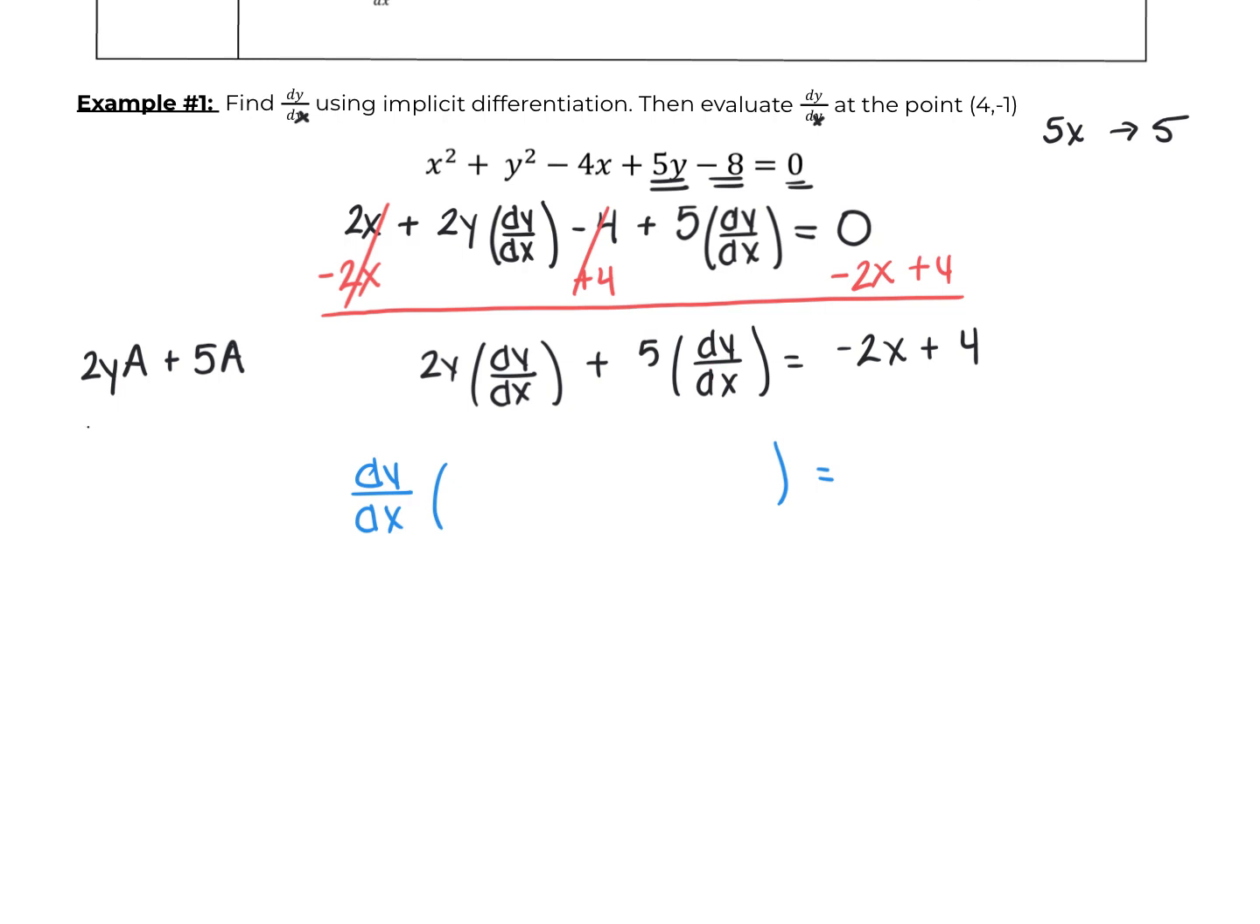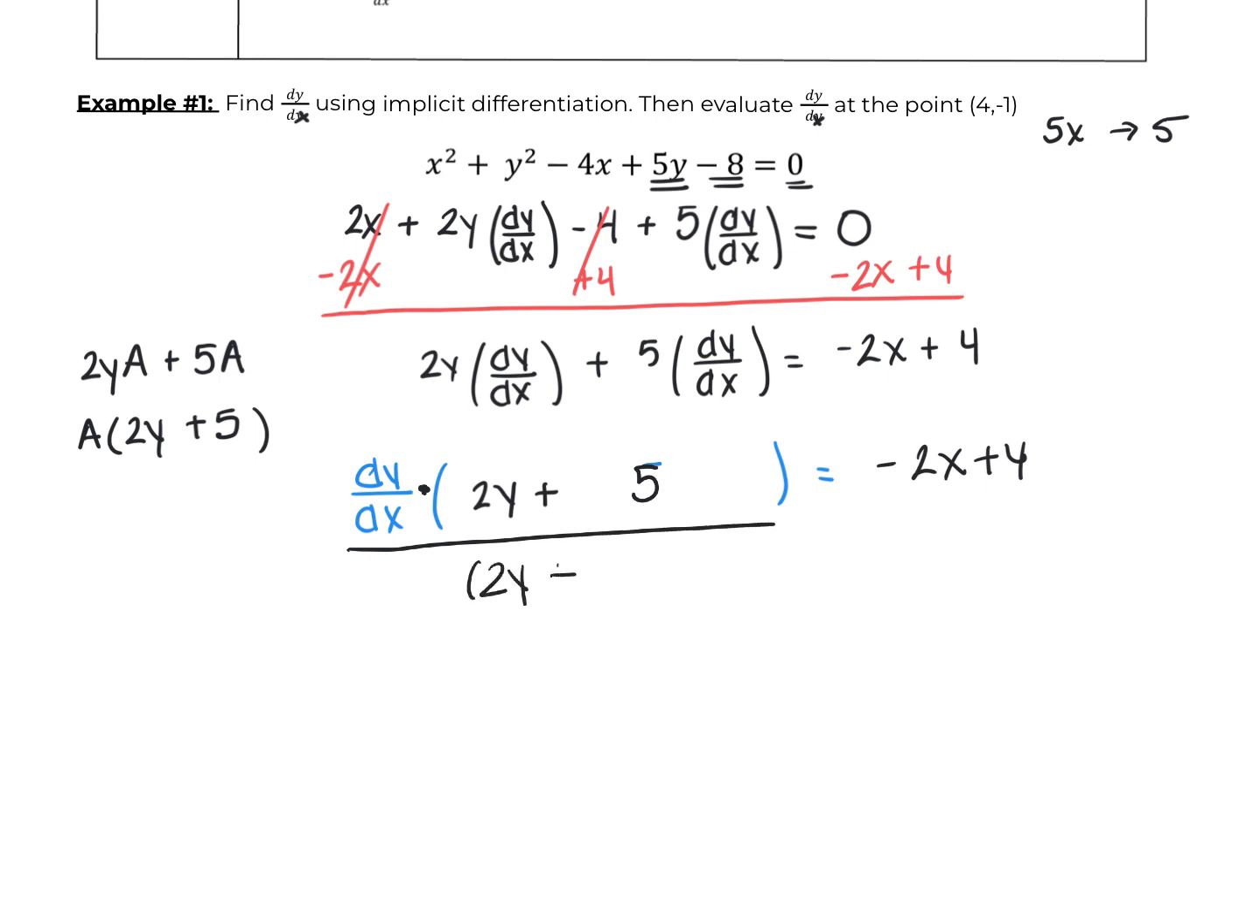The GCF would be, I could take out an A, and when I do that, we're left with 2y plus 5. So it's the same thing. When you do your GCF of dy dx, you pull out the dy dx, divide this term by dy dx, you're left with 2y, and then divide this term by dy dx, and you're left with 5. And then we leave this negative 2x plus 4. And since this is attached by multiplication, the way you get dy dx by itself is divide by the 2y plus 5.